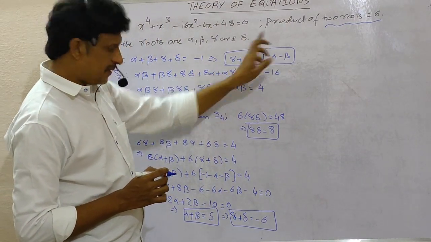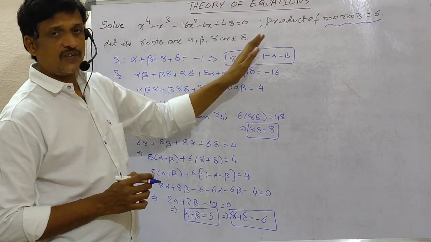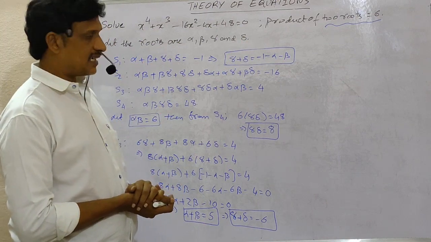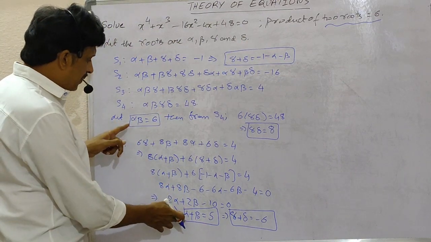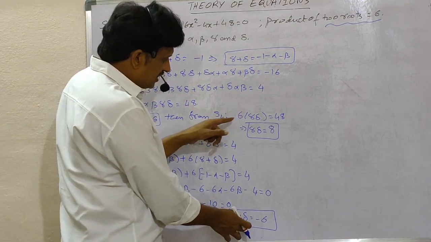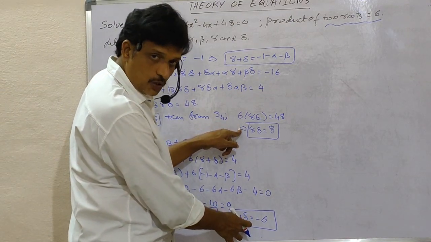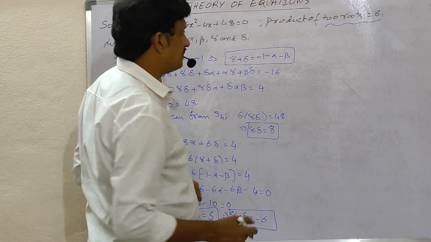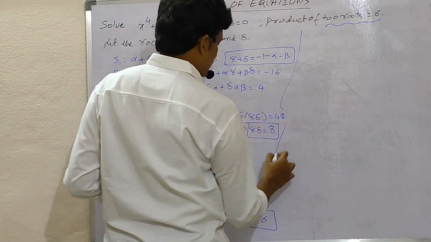-1 minus (alpha plus beta), that is 5. So -1 minus 5 will be -6, that is gamma plus delta. So by using alpha plus beta and alpha beta, you can find alpha and beta. And by using these two, gamma plus delta and gamma into delta, you can find gamma and delta. That is the remaining part of the calculation.